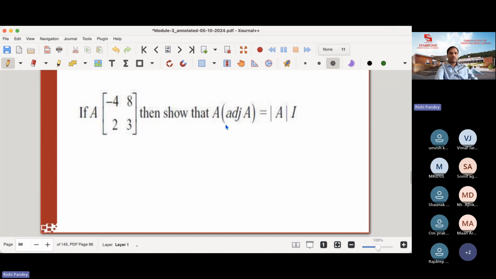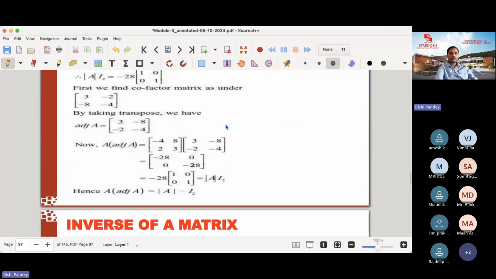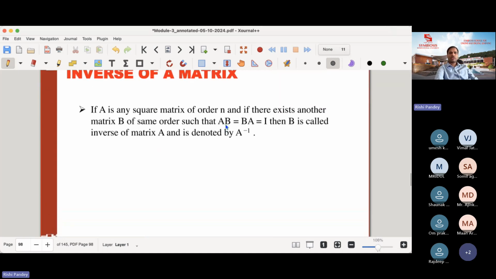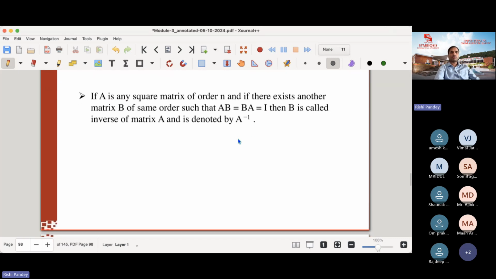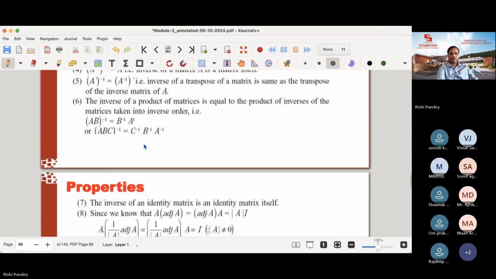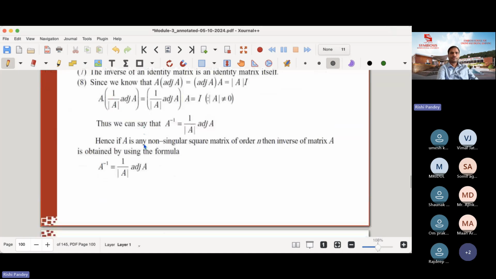Adjoint and the inversion. So I will go with the inversion directly, not this question. Inversion says that if AB multiply, we will get I. So the inverse formula is: A inverse is equal to adjoint of A upon determinant of A. Through this you will get the inverse. So we will utilize this formula.